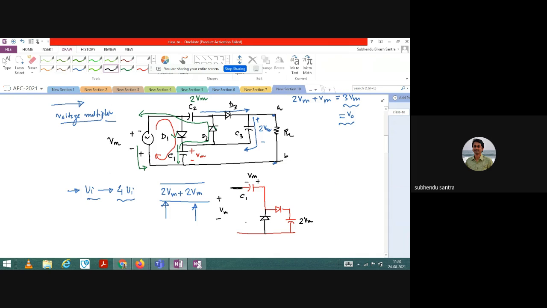If you put an anti-parallel diode, what will happen during the negative half? This capacitor will charge to 2 Vm, and then this Vm plus Vm, 2 Vm will be added here. So this part is over. Now I have to generate another 2 Vm. So this 2 Vm I have done, another 2 Vm I have to prepare. How can I do it?